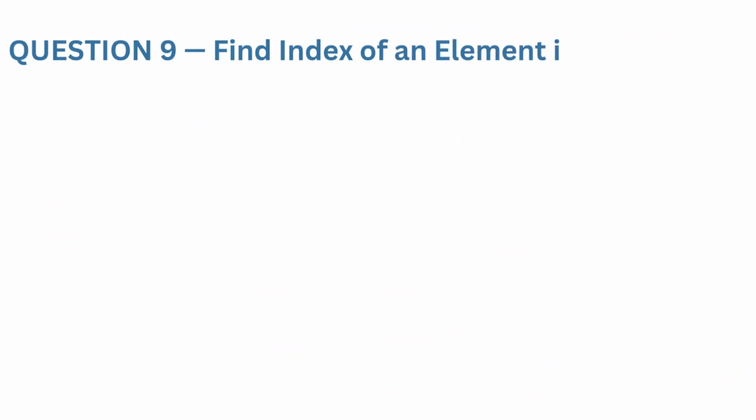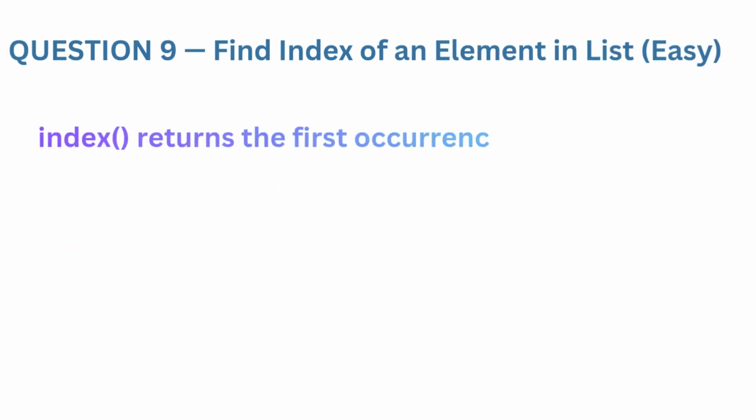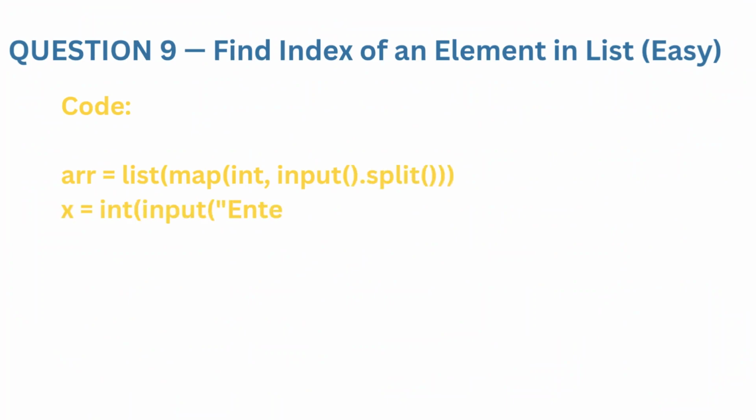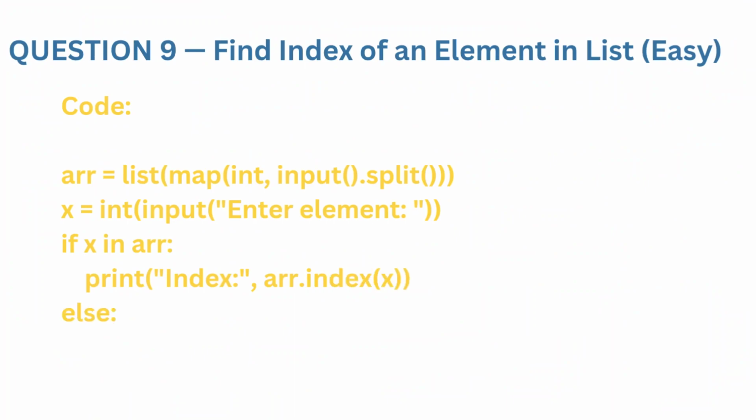And the next question is find index of an element in list. So the index function returns the first occurrence index of the element. So it will be array equal to list map int input split as usual. x equal to int input, enter an element, and an element will be inputted. And if x in the array, it will print the index of the array, or else it will print not found. So we will first check existence to avoid errors.